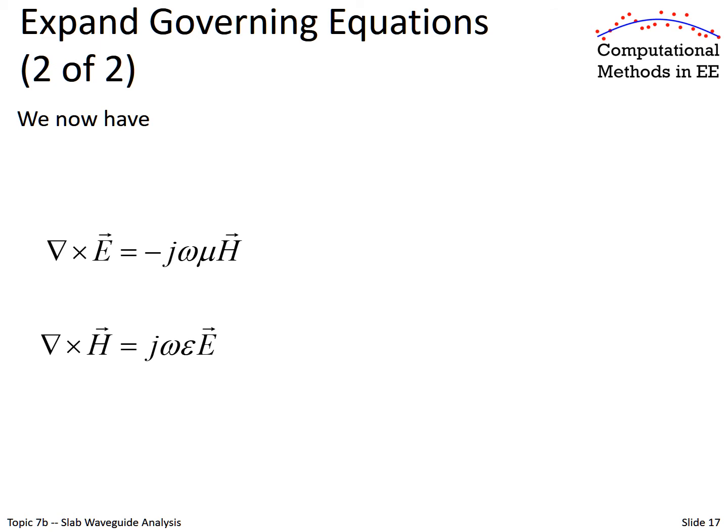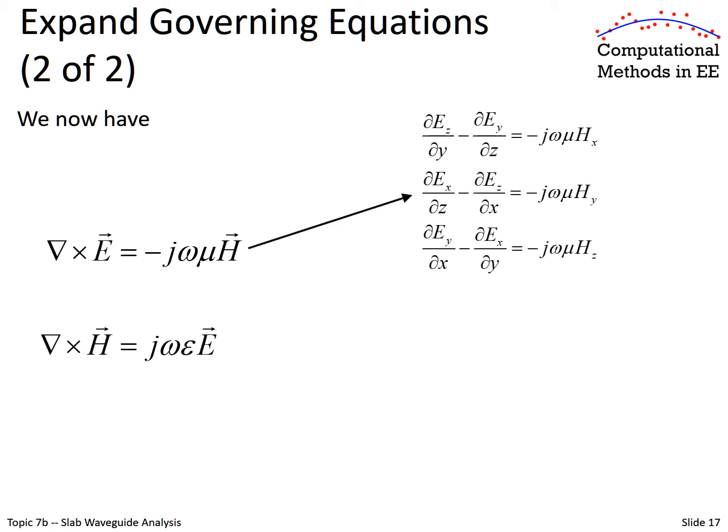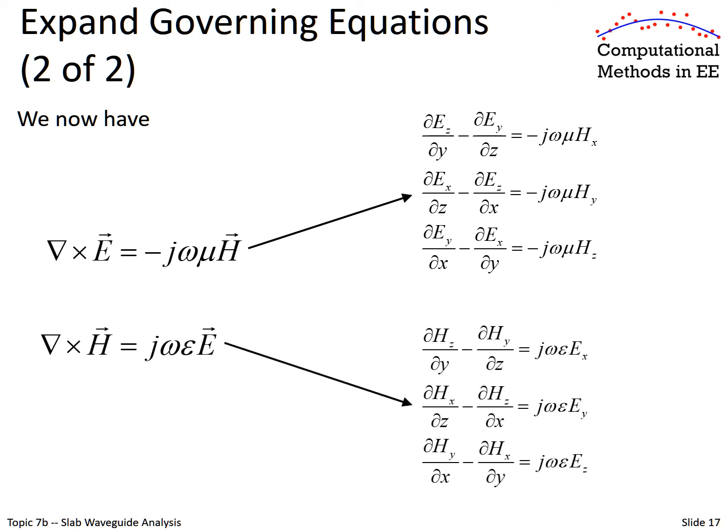So we started off with two very simple curl equations, and we expanded one of them into a set of three. Turns out we can expand the other one into a very similar set of three equations. So this is very common in electromagnetic analysis. Start off with the curl equations, expand both, and we end up with a set of six coupled partial differential equations.